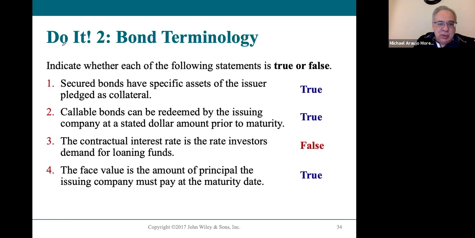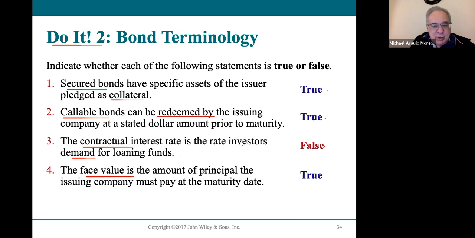Learning Objective 2 is big on terminology to sort of understand. Secured bonds have collateral, so that's why that's true. Callable bonds allow the company to redeem the bonds, which means they can pay them early. That's also true. The contractual interest rate is the rate the investors demand for loaning funds. No, it's the rate of the bond, nothing else. Investors can't demand that. Although they don't like that bond, they'll go to another one.